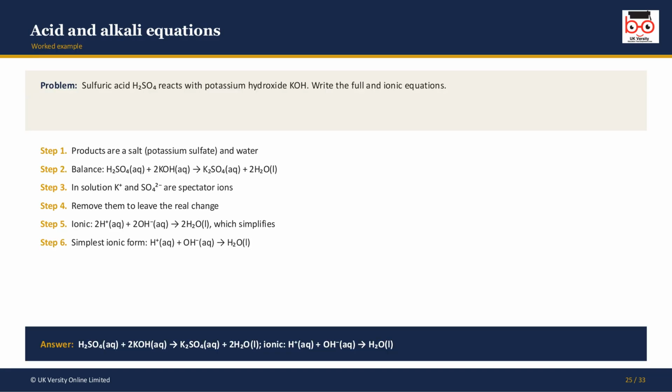Let's work through sulfuric acid reacting with potassium hydroxide. The products are a salt, potassium sulfate, and water. Balancing it, 1 sulfuric acid needs 2 potassium hydroxides to give potassium sulfate and 2 waters. In solution, the potassium ions and the sulfate ions are spectators, so we remove them, which leaves 2 hydrogen ions plus 2 hydroxide ions, giving 2 waters. Divide through, and that simplifies to the familiar hydrogen ion plus hydroxide ion, giving water.